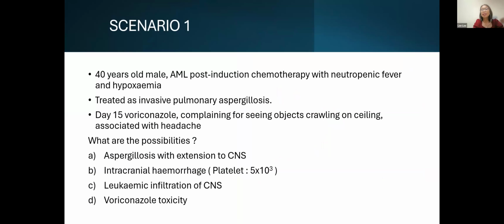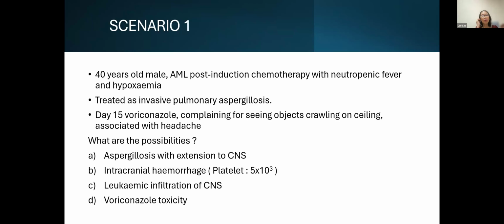So this is case scenario number 1. Here we have a 40-year-old gentleman diagnosed to have acute myeloid leukemia, post-induction chemotherapy with neutropenic fever and hypoxemia. So he was treated as invasive pulmonary aspergillosis. He was started on voriconazole for the IPA.